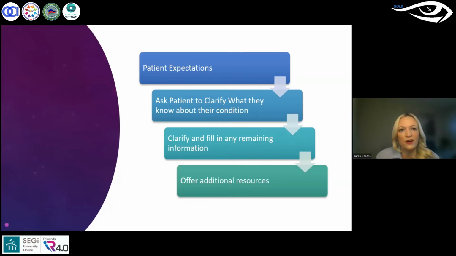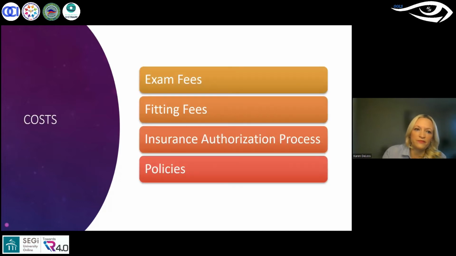And that's the cool thing about our field right now, is we really are able to make a huge impact on patient lives here. And I'll talk more about resources at the end of the lecture. For me, it depends worldwide, and obviously insurance may not be a factor for some people, but we like to go over exam fees, fitting fees, insurance authorization process, and policies. It's best to go over these things up front if you can.